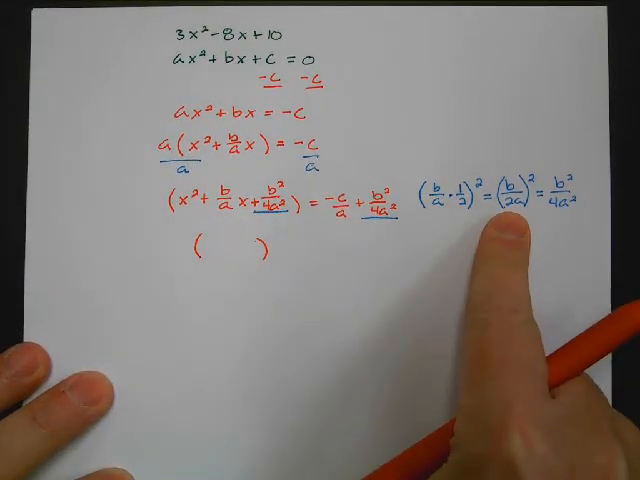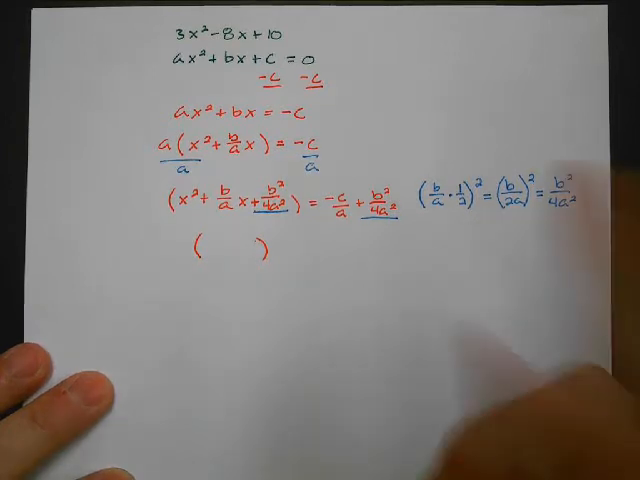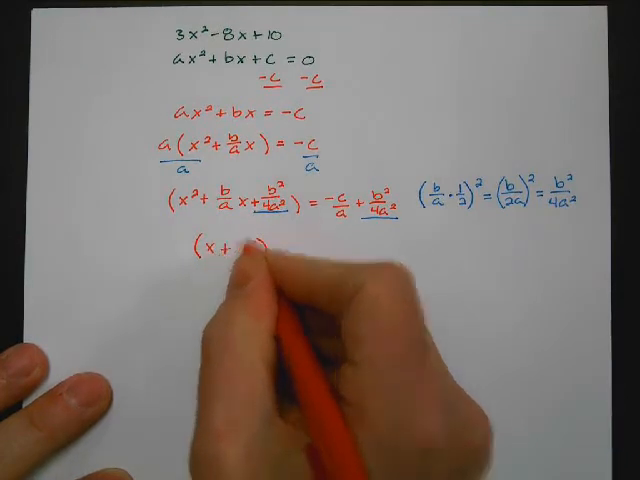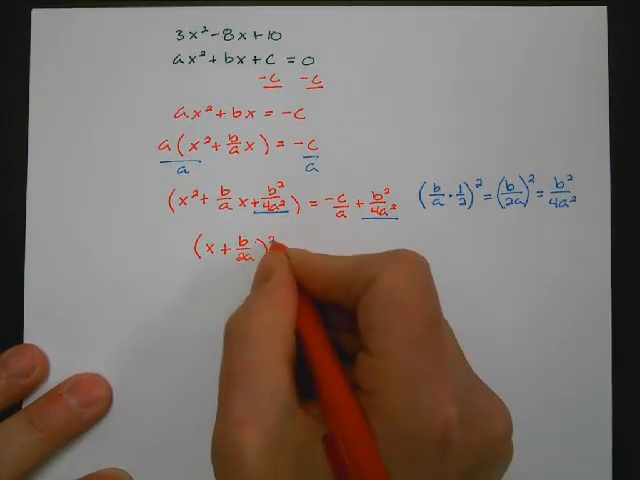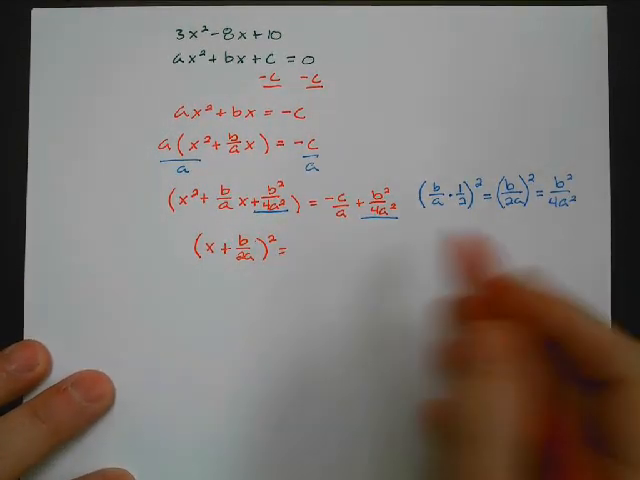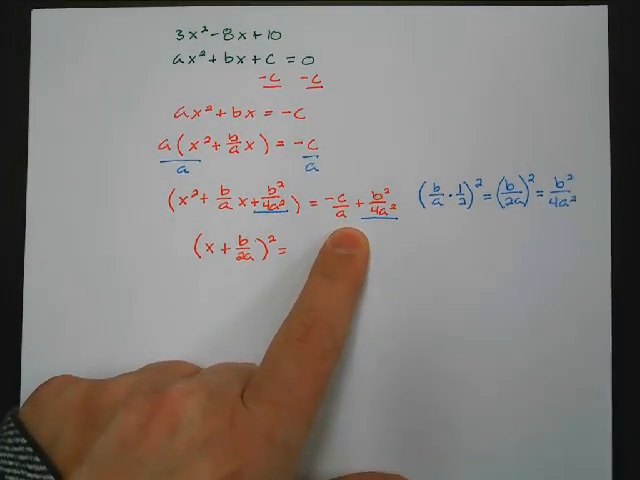What number did I square? I squared b over 2a. So this is going to be x plus b over 2a squared. See, that's not that bad. The other side's ugly. Okay, it is bad. Over here, I got a slight problem that I need to fix.